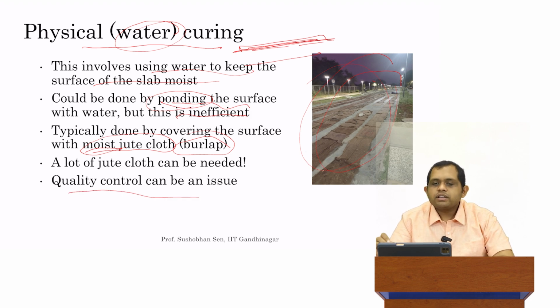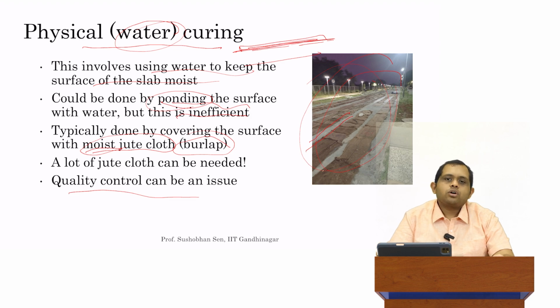What does that mean? If I look at this figure over here, and this is actually a fairly common application which you see in highways also, the entire surface is not covered in these jute bags. Most of it is covered, but in between, some amount of gap is left. That's inevitable. That's because you don't have enough jute bags. So in this case, you can have quality issues because you aren't uniformly covering it.